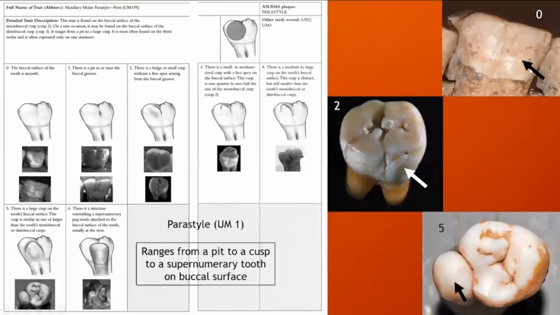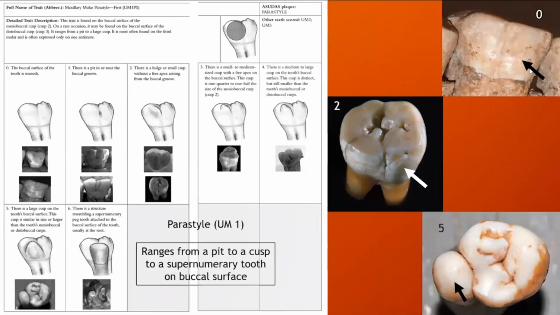We are going to shift from looking at the occlusal surface of the tooth to looking at the buccal surface of the maxillary molars. We are starting with a trait called peristyle. This has a sister trait that we'll talk about afterwards in the mandible, but let's finish up on our maxilla first. The peristyle is either a little pit or a full-blown cusp that, if present, would sit on the mesiobuccal cusp in the maxillary dentition.